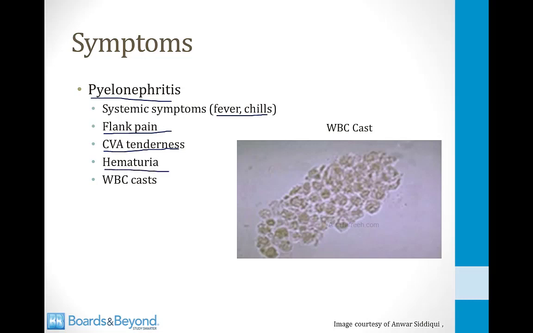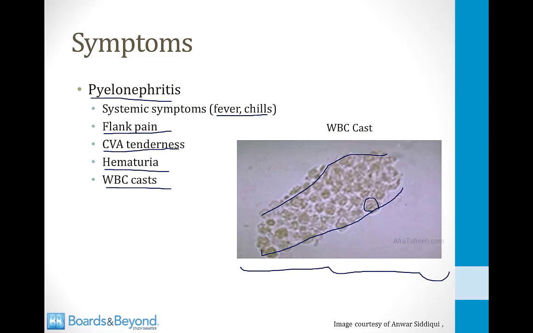And then they also have something called white blood cell cast when you look at the urine under the microscope. This is a white blood cell cast over here. So all these white cells have been pushed together as they pass through the kidney and the ureter, and they form a cast like this. And that is suggestive of pyelonephritis.